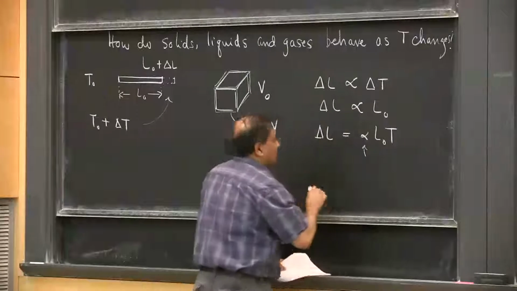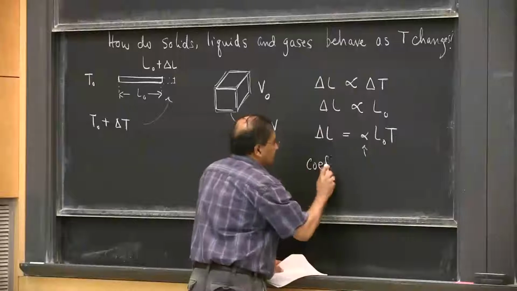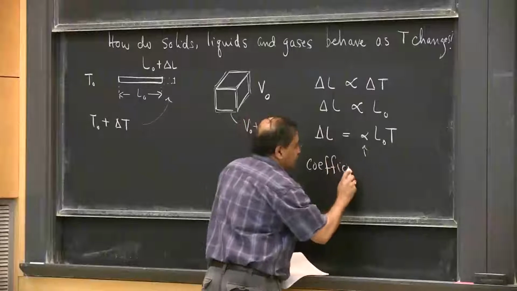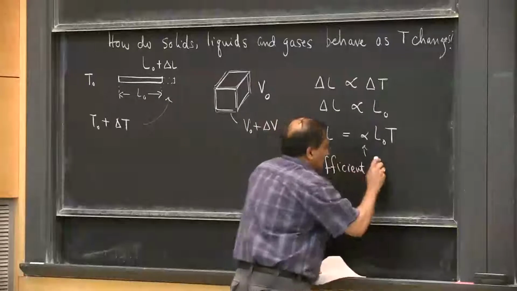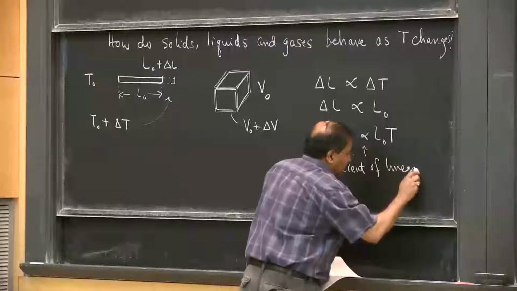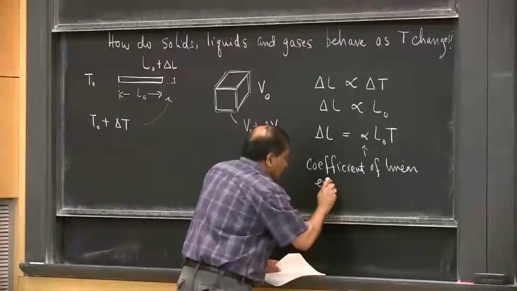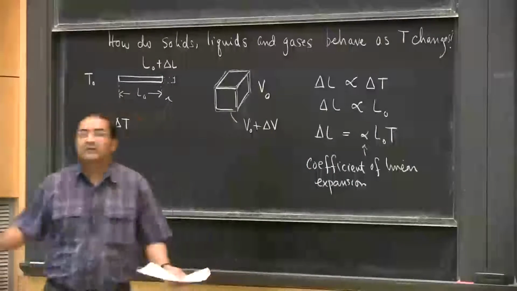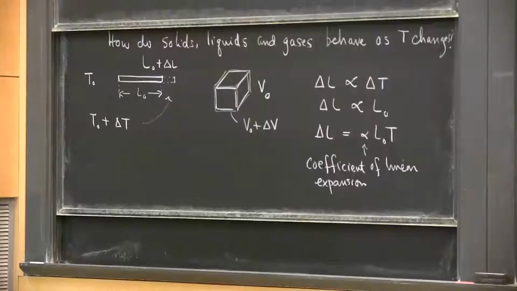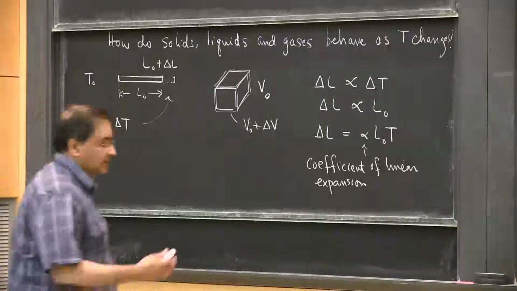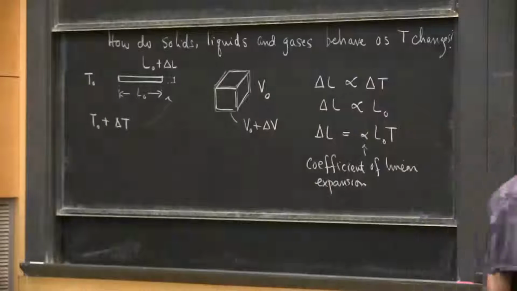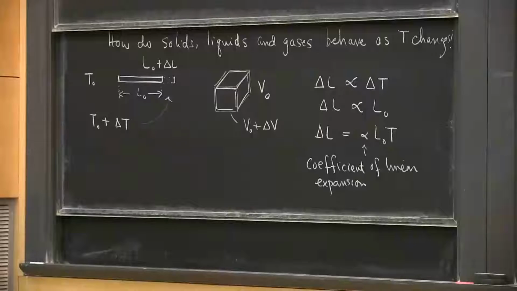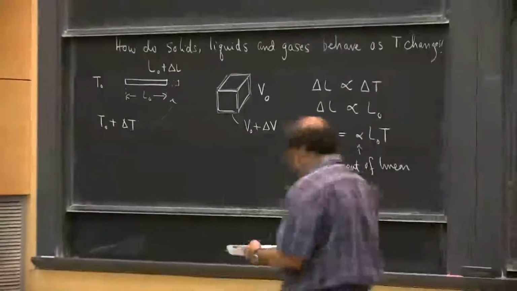So alpha here is called the coefficient. It's a constant for each material. Naturally, if I have aluminum, which responds to heat readily and expands readily, the alpha would be quite large, relatively speaking. On the other hand, if I have something like glass, which is more of an insulator and doesn't conduct heat quite that easily, then alpha for glass would be smaller.